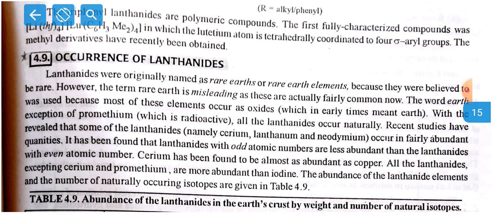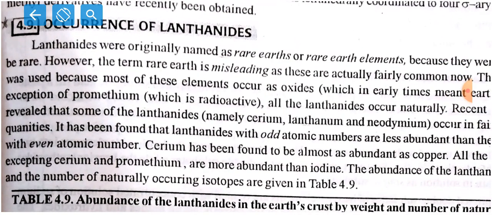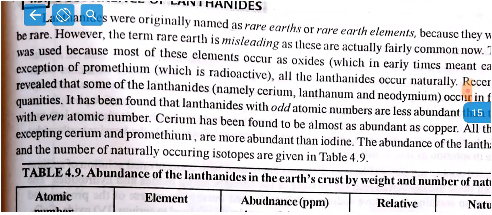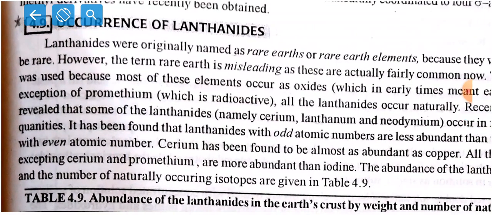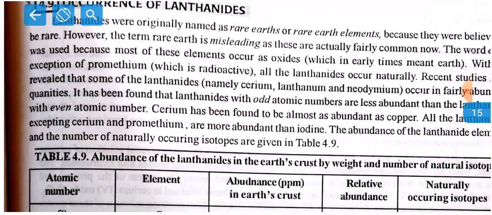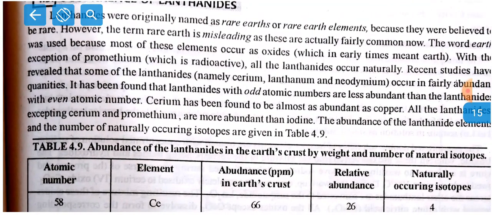Occurrence of lanthanoids. Lanthanoids were originally named rare earth elements because they were believed to be rare. However, the term rare earth is misleading as these are actually fairly common. The word earth was used because most of these elements occur as oxides, which in early times meant earth, with the exception of promethium, which is radioactive. All the lanthanoids occur naturally.